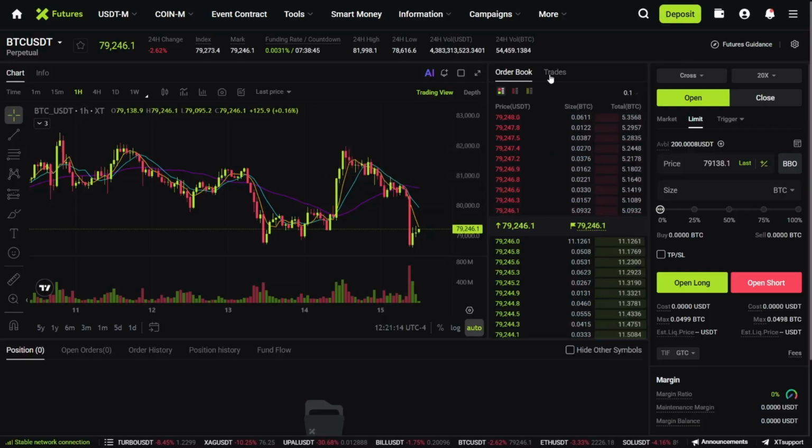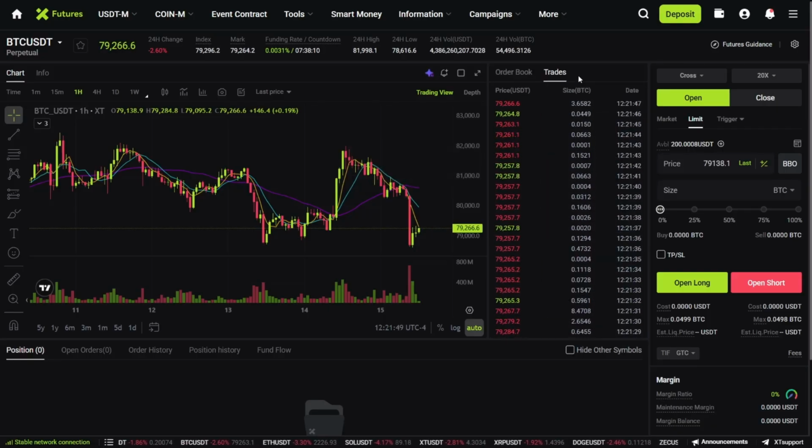Beside the order book, we have the Trades tab. This section shows all the trades that are happening in real time. You can see the price, the amount, and the time of each trade. This helps you quickly see where people are buying and selling right now, and how active the market is.